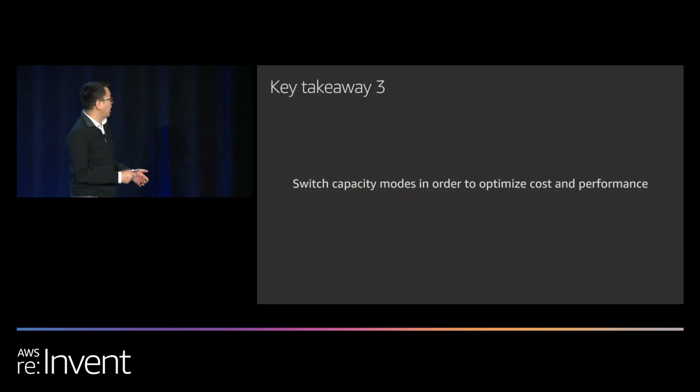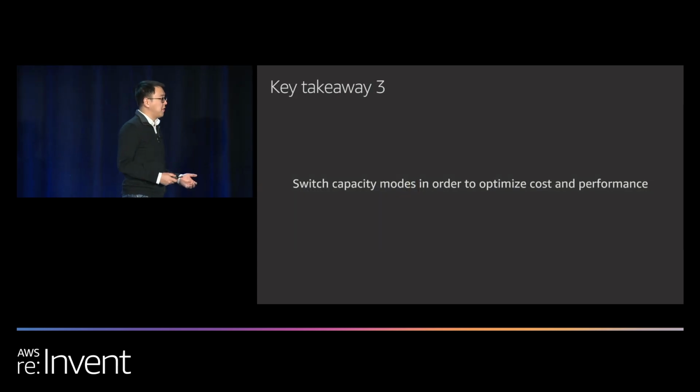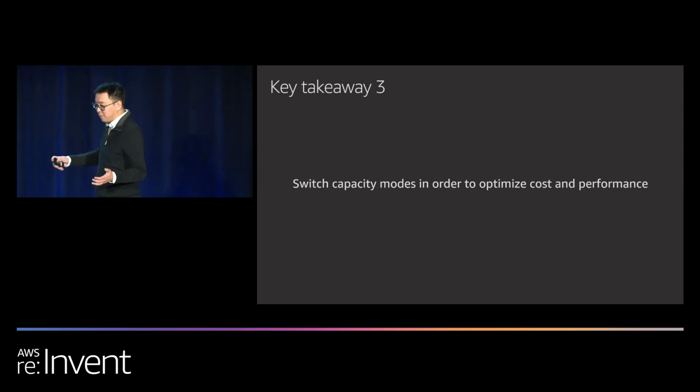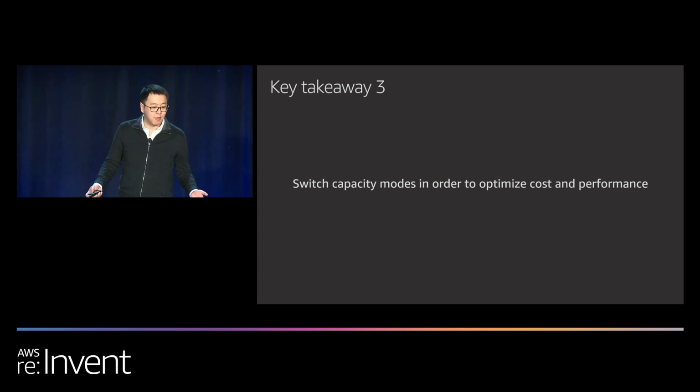So the third key takeaway is that you should make use of DynamoDB's ability to support different capacity modes to optimize cost and performance. We let you switch once per day, and so you should take advantage of that capability and switch as often as you need to optimize your costs. For example, you can turn on something such as on-demand mode on the weekends, when traffic is lower, for example.